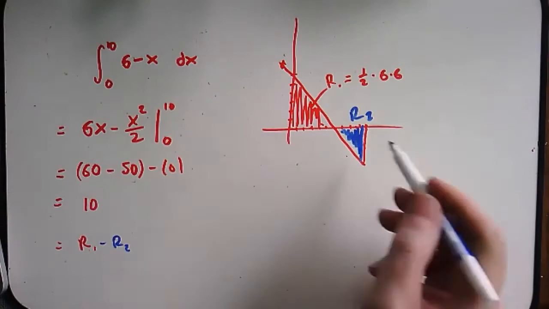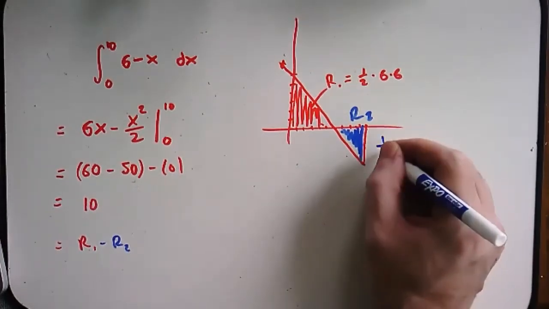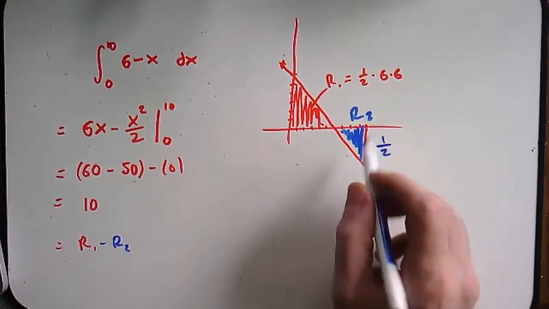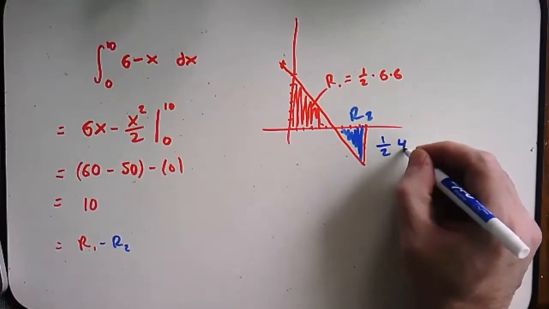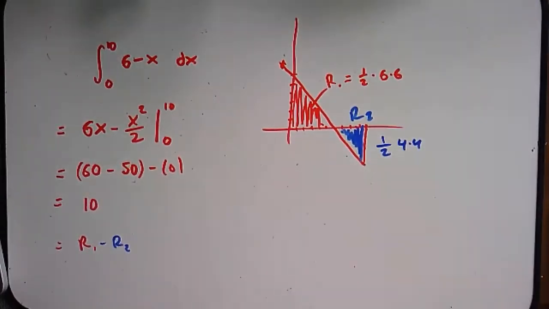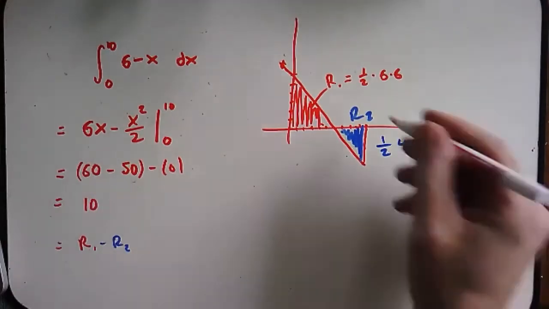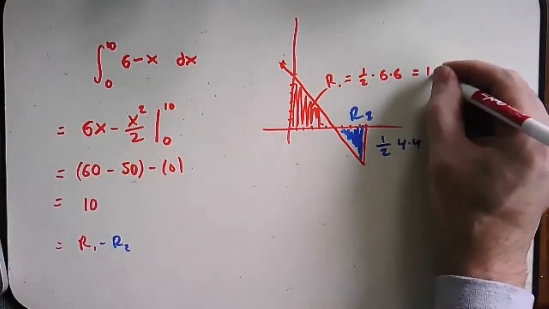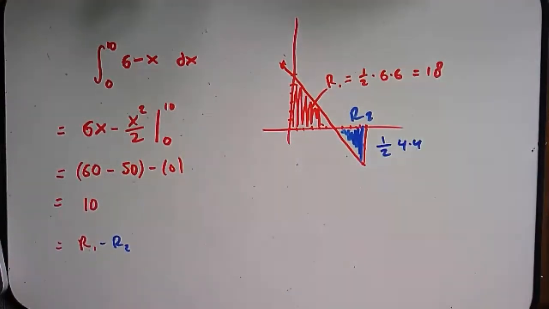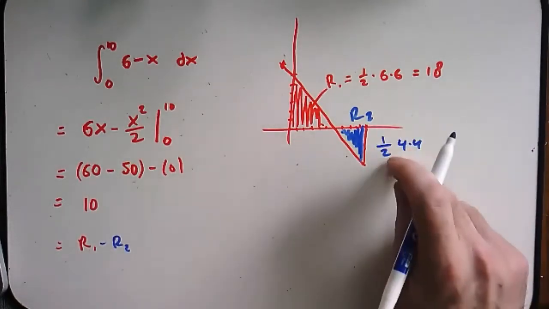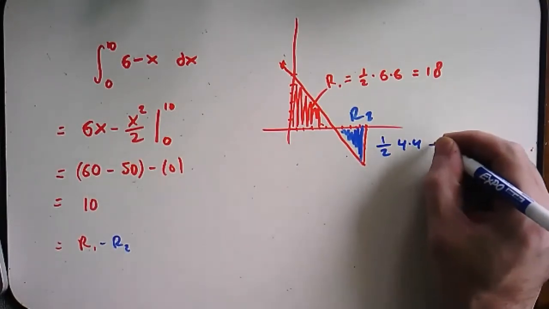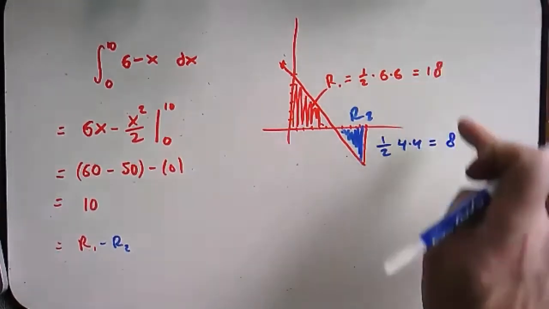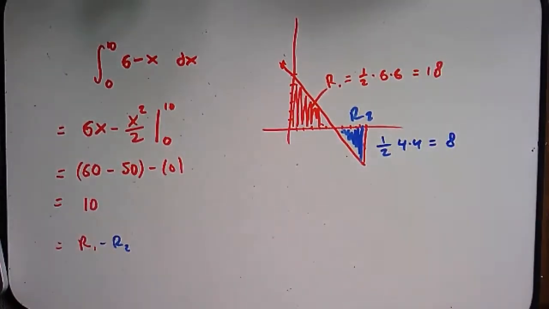And then this triangle down here, R2, is 1/2 base times height, and its base is 4, and its height is 4, so 1/2, 4 times 4. So the area of the upper rectangle is 18. Area of the lower rectangle is 16 times 1/2, so 8. And 18 minus 8 equals 10.